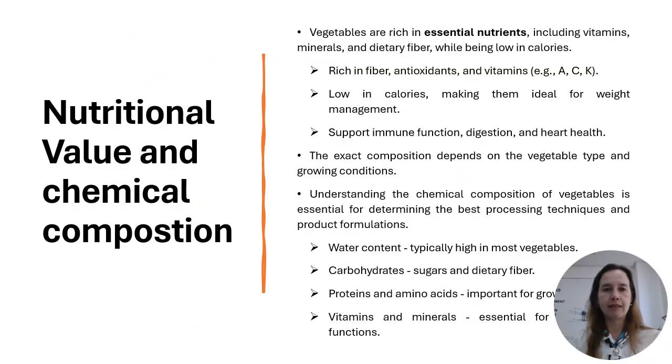The vegetables. Each type of raw material has its own composition, its own value from physical properties, processing skills, technical functional skills, or aptitudes, and for the vegetables, when I talk about nutritional value and chemical composition, the vegetables are rich in essential nutrients, mainly including vitamins, minerals, very good, and also some dietary fiber, while still being low in calories.